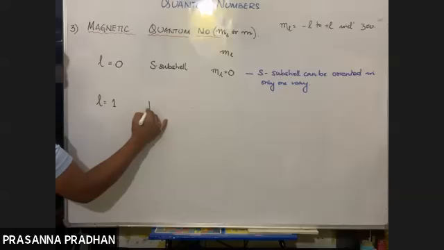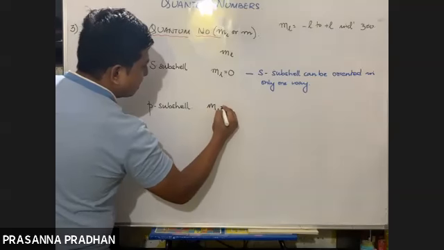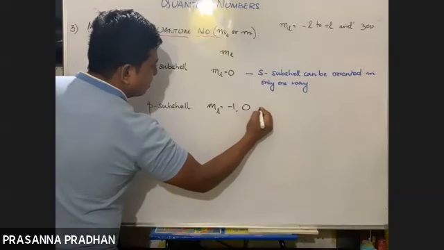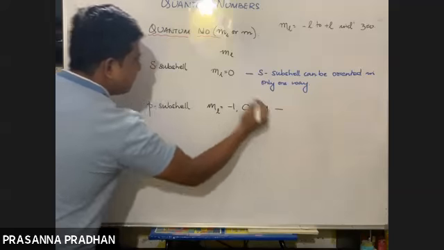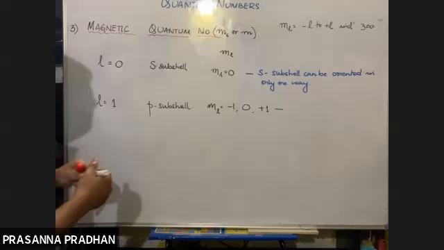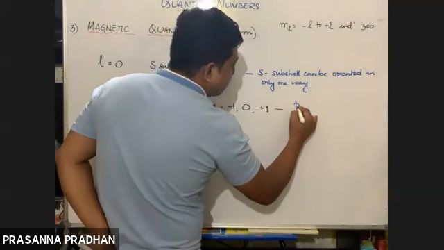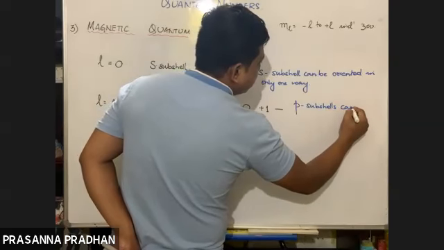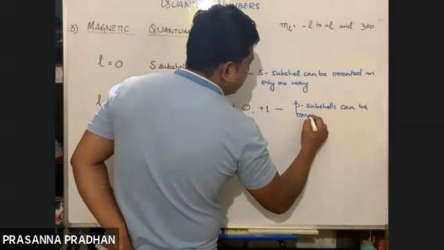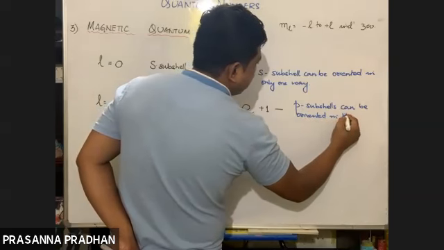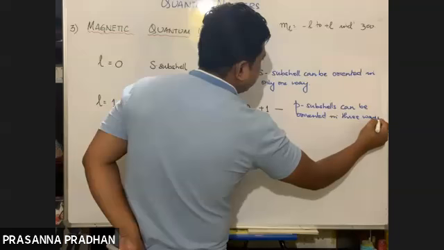Chalo. L equals 1. Which subshell? P subshell. Right? What are the possible values of ML? -1, 0, and +1. So how many values of ML are there? 3. That means the P subshell can be oriented in 3 ways. Now I'm just going into details. What are the 3 ways?